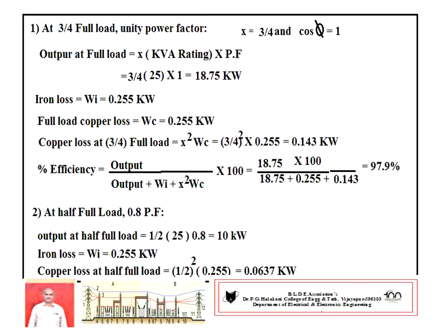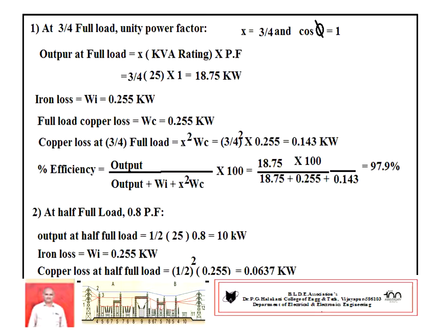At 3/4th full load unity power factor, now x equal to 3/4, cos phi equal to 1. So output you calculate x into kVA rating into power factor. x is 3/4, power factor is 1, kVA rating is 25. We are going to get this value as 18.75 kilowatt. Iron loss remains the same, 0.255 kilowatt, but copper loss you have to calculate at 3/4th full load by using x square times Wc. This value we are getting around 0.143 kilowatt.